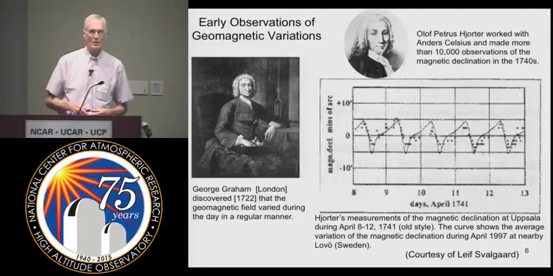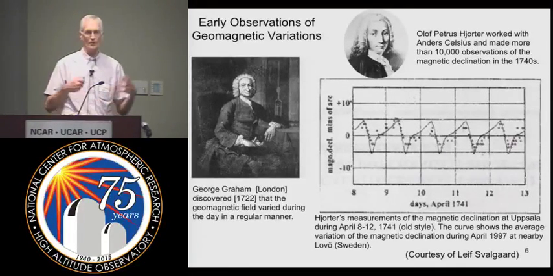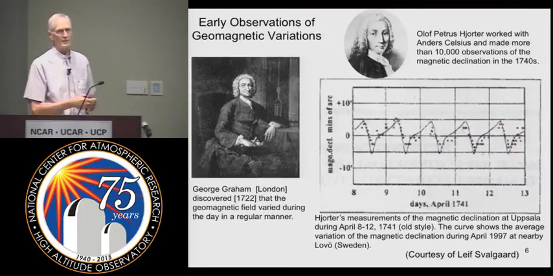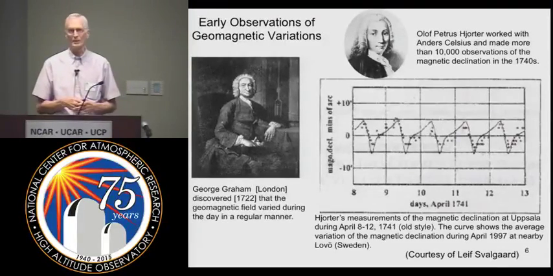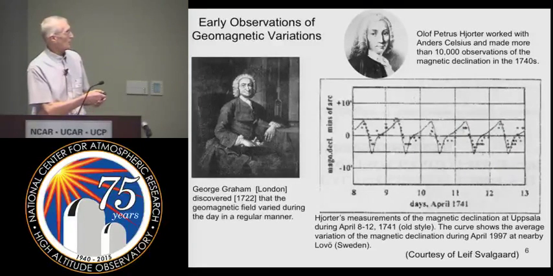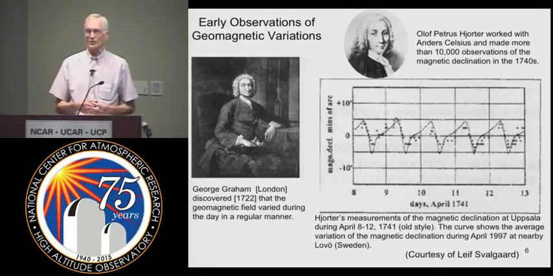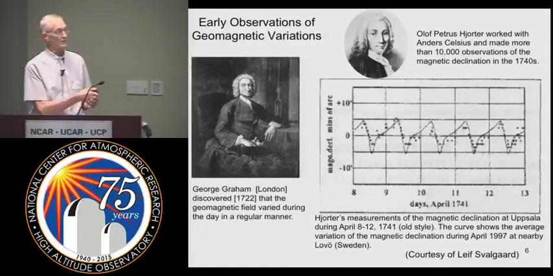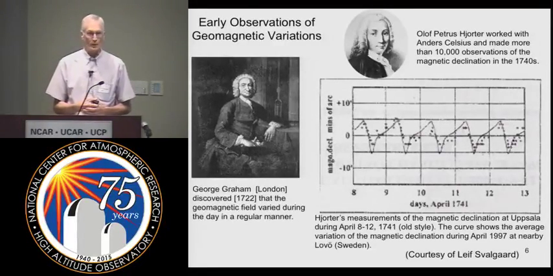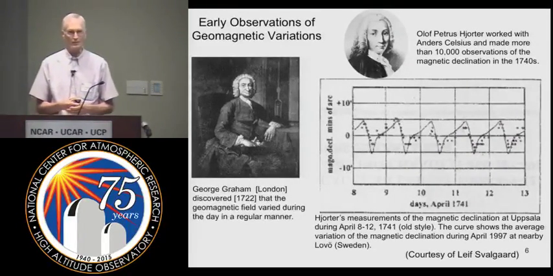Another thread of research is geomagnetism. It had been known that the Earth has a permanent magnetic field, but it was also discovered that there were very small daily variations in this magnetic field. George Graham discovered this. Starting not too long after, a series of regular observations of the Earth's magnetic field and its variations were taken, particularly by Olof Hiorter in Sweden. And these points are plots of his data.